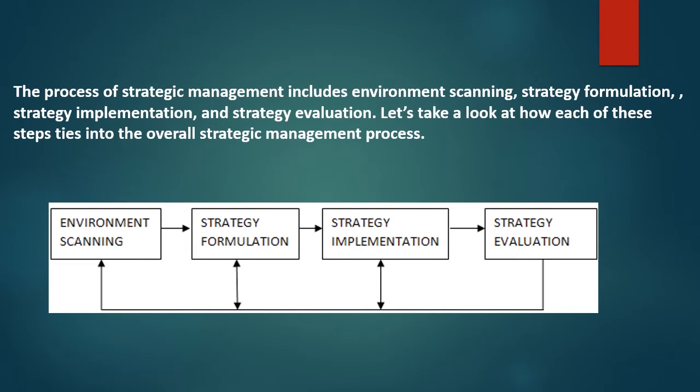The process of strategic management includes environment scanning, strategy formulation, strategy implementation and strategy evaluation. Let's take a look at how each of these steps ties into the overall strategic management process. In this diagram you can see the first step is environmental scanning, second is strategy formulation, third is strategy implementation and fourth is strategy evaluation.